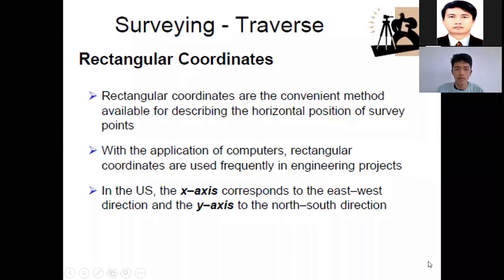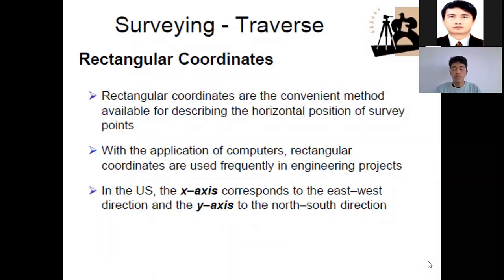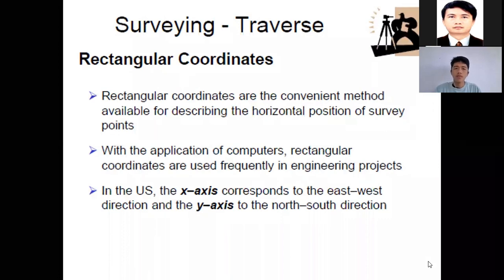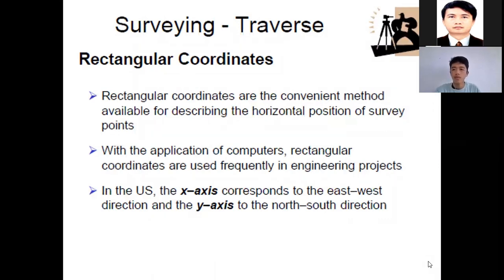Okay, so let's continue the discussion about the traverse now. Aside from the DMD and DPD, the next method that we can use in order to determine the area of a given traverse is this method. So, rectangular coordinates. This is a convenient method available for describing the horizontal position of survey points. With the application of computers, we can use this method in engineering projects.